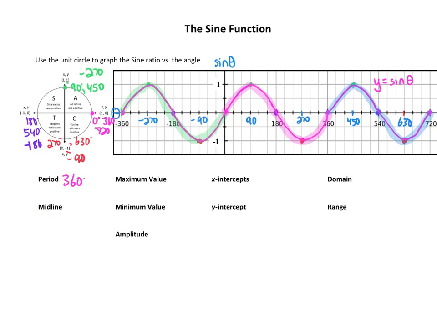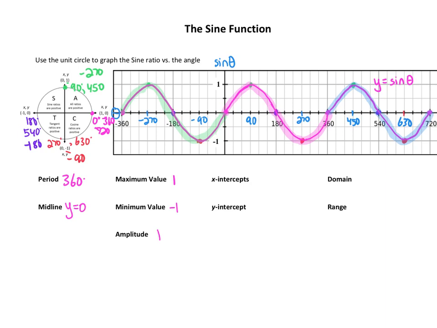The midline is the line that cuts the curve in half. So here the midline is the x-axis, which has the equation y equals 0. The maximum value, so the maximum ratio that a sine curve can have is 1, and the minimum value is -1. So we know that from the unit circle, but also you can see the maximum and the minimums. And the amplitude is the distance away that the minimum is from the midline and the maximum is from the midline, and that should always be the same. So here we see the maximum is 1 unit away from the midline and the minimum is 1 unit away from the midline. So the amplitude of this sine curve is 1.